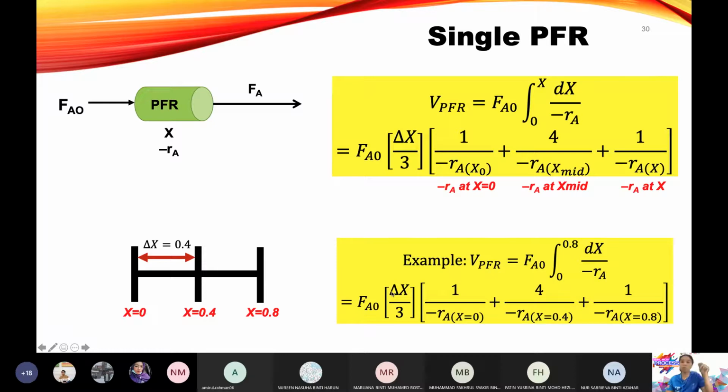Okay, so delta X is 0.4 over 3. In bracket, 1 per minus RA when my X is 0, because that's the bottom limit, plus 4 per minus RA at my middle X, which is 0.4. The middle X is something you have to find yourself. You have to know the midpoint between 0 and 0.8, which is 0.4. Plus 1 per minus RA when my X is at my final conversion, 0.8. So when you have the information from the table or the plot, you can solve this equation.